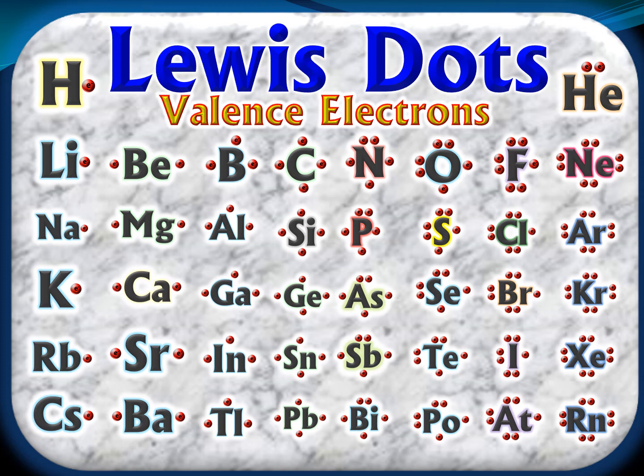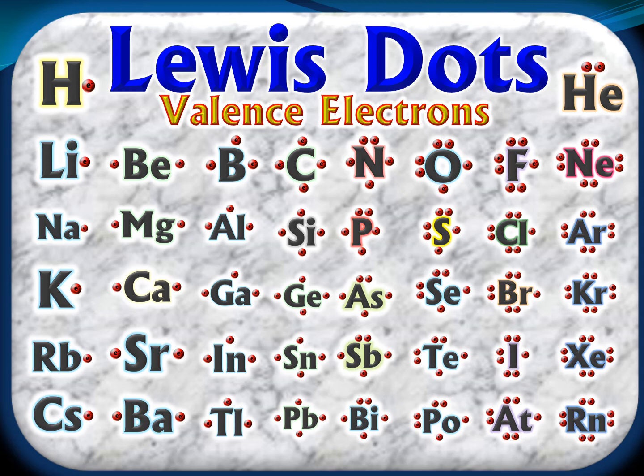Now look at this diagram that I've made, and notice that all of the elements on the left side in the very first column, going from H down to Cs, from hydrogen down to cesium, they all have one little red dot next to them. Okay? That is their valence electron. So Lewis dots do not show all the electrons, they only show the valence electrons.